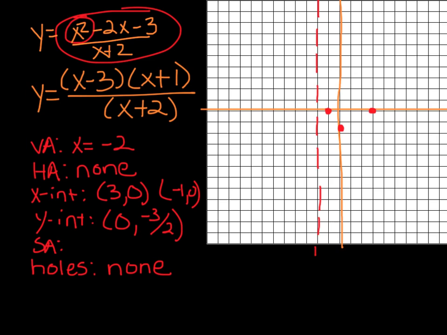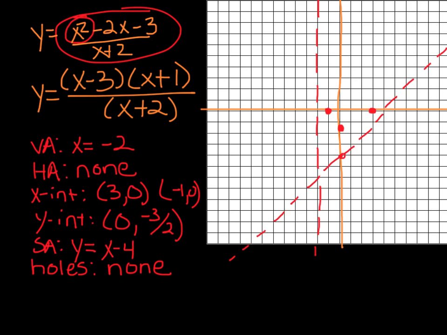Okay, so our slant asymptote we determined was at y equals x minus 4. That's just a line with a y-intercept of -4 and a slope of +1. So I'm going to dash in my diagonal slant asymptote. And then the rest of the points we can get by looking at the calculator.